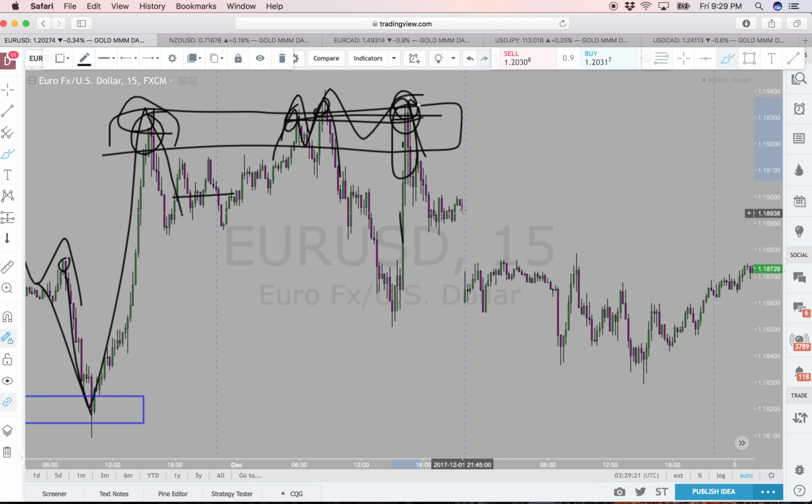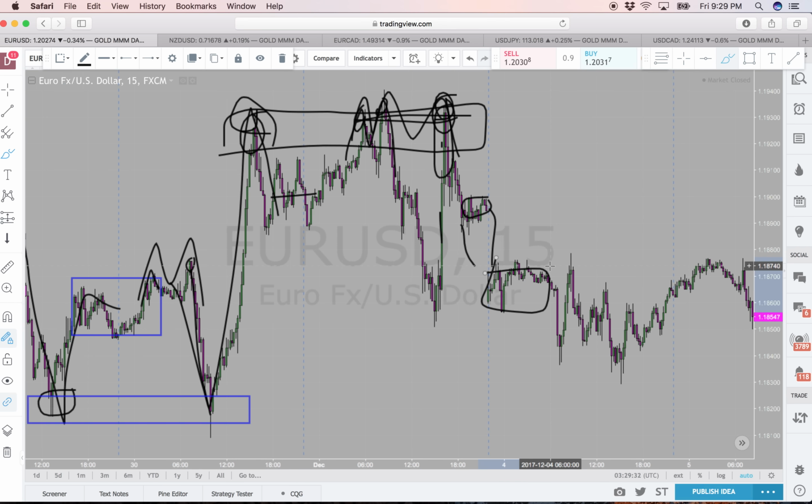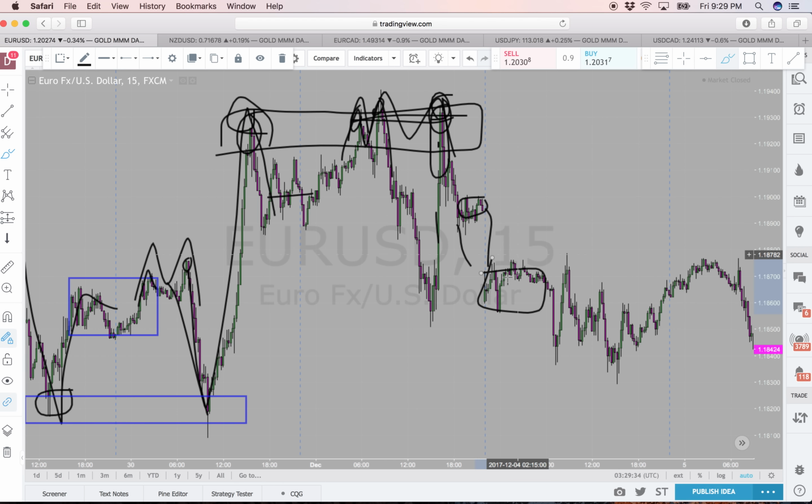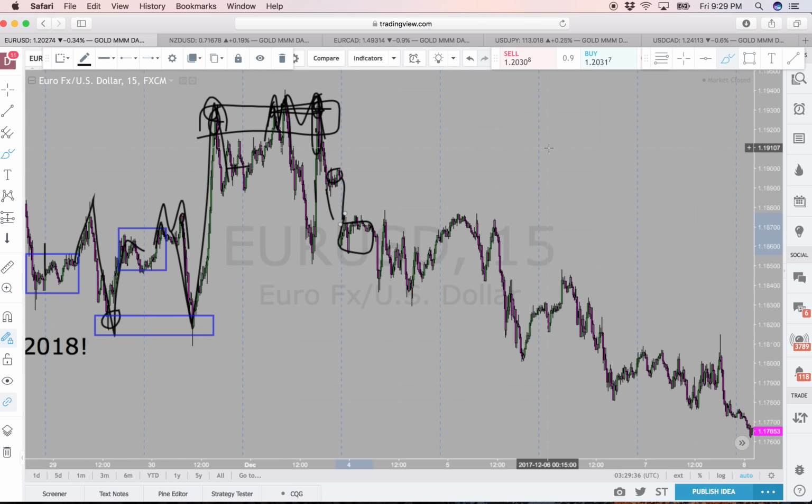And then actually used a gap to jump from this zone to down here and consolidate and hit any stops, jump over any stop losses. You know what they do.